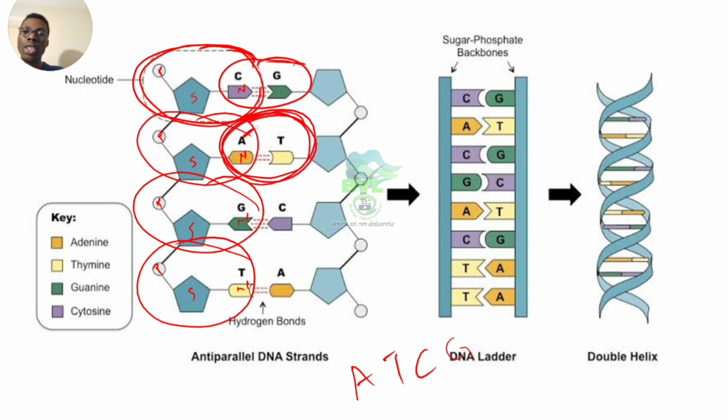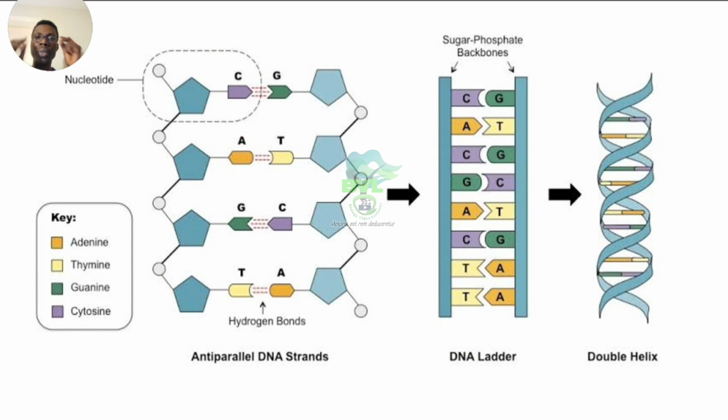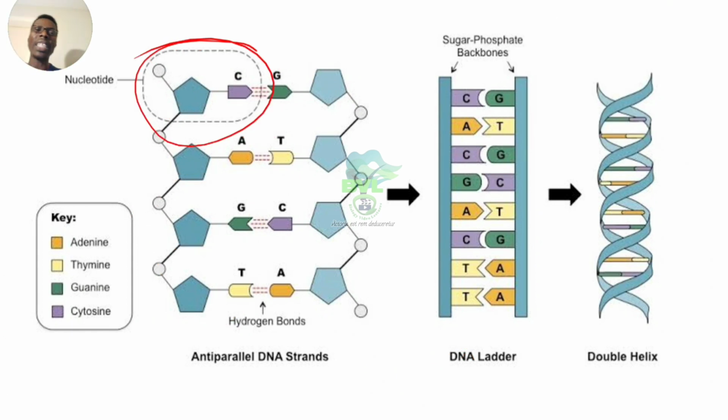So A is complementary to T and T is complementary to A. And C will always get attached to G. So C is complementary to G and G is complementary to C. It's called complementary base pair. This is very important. Now, you can define a DNA by saying it's made up of nucleotides. You can also define DNA by saying it's made up of a sugar phosphate backbone and the bases.